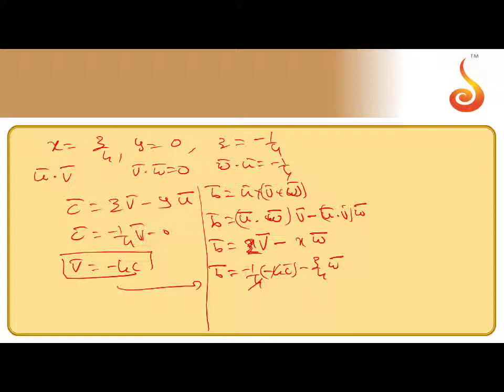So b bar equal to c bar minus 3 by 4 w bar. So 3 by 4 w bar equal to c minus b. Therefore w bar equal to 4 by 3 into c minus b. That is value of w bar, you got it here. So v bar got, w bar got.